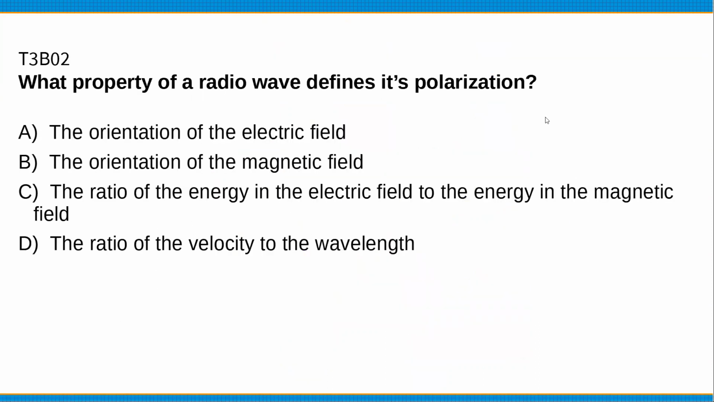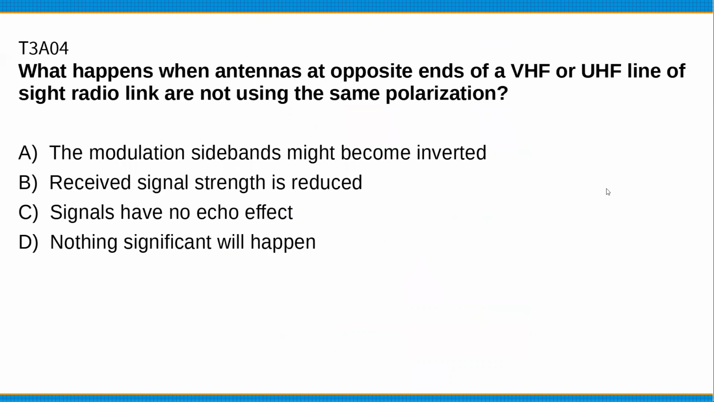What property of a radio wave defines its polarization? Yep. Electric field with respect to ground. What happens when antennas at opposite ends of a VHF or UHF line of sight radio link are not using the same polarization? Problem.